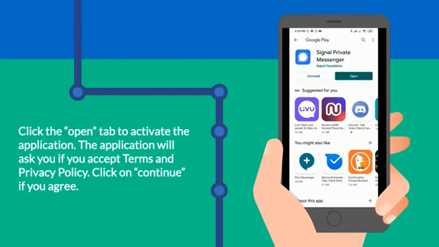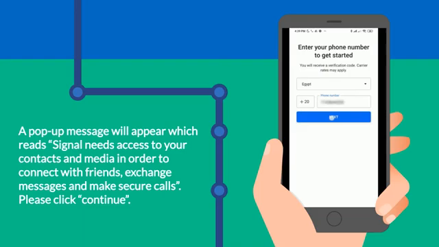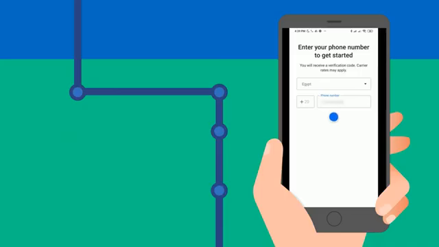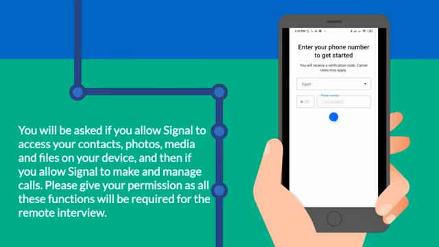A pop-up message will appear which reads, Signal needs access to your contacts and media in order to connect with friends, exchange messages, and make secure calls. Please click Continue. You will be asked if you allow Signal to access your contacts, photos, media, and files on your device, and then if you allow Signal to make and manage calls. Please give your permission as all these functions will be required for the remote interview.